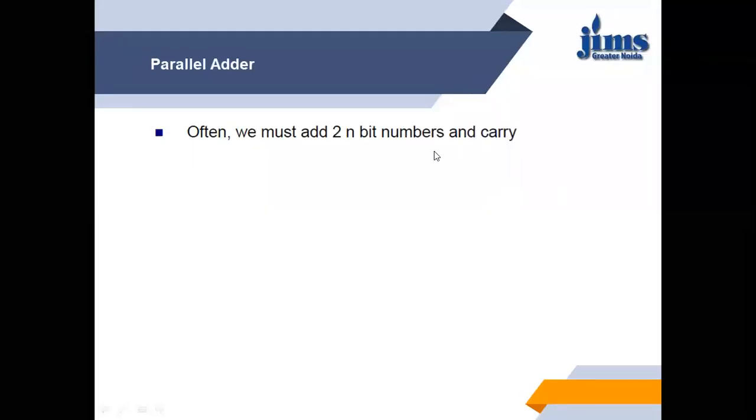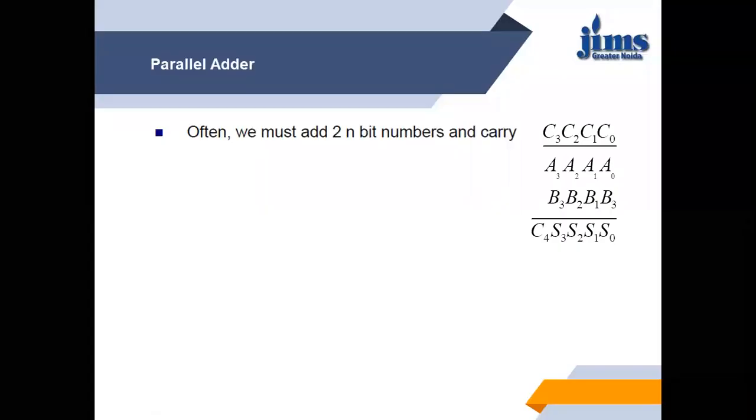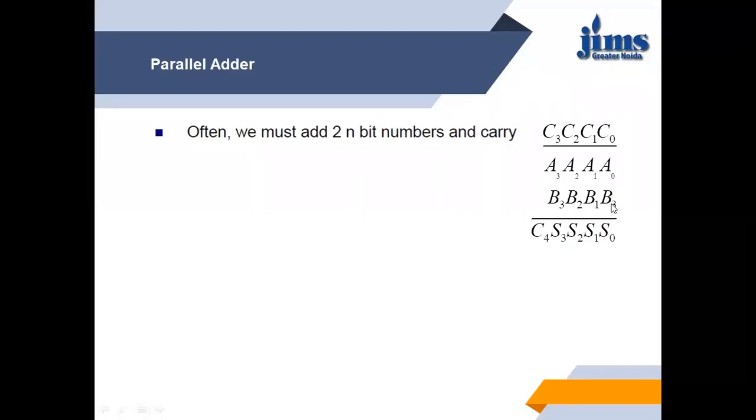So let us take an example that I have two numbers A and B. Here A is of 4 bit, A0, A1, A2, A3. B is of 4 bit, B0, B1, B2, B3. So I have to add two numbers A and B, and how will it be added? Suppose the initial carry is 0.